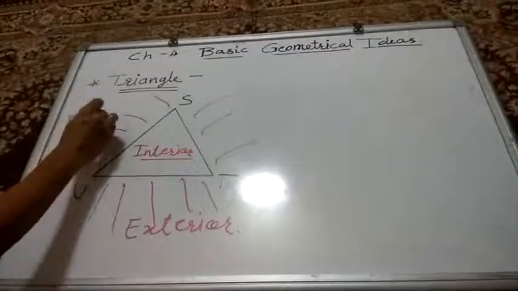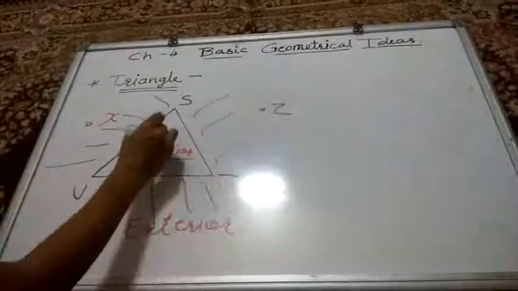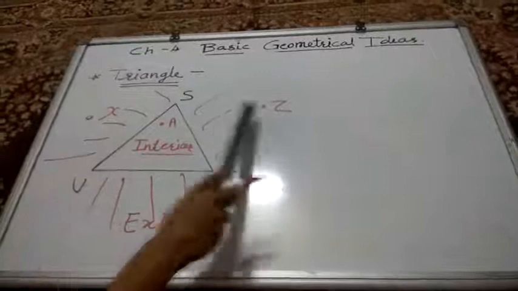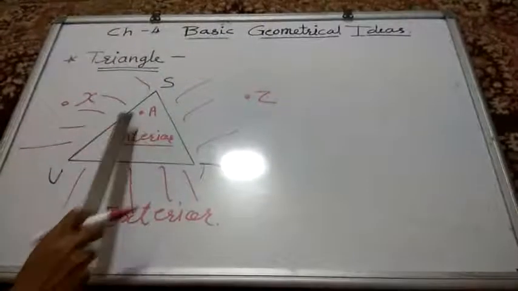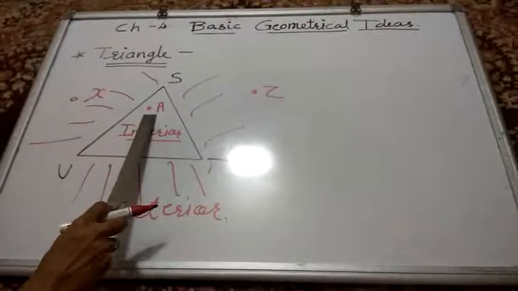Now this is point X, this is point Z, and here is point A. Now these points X and Z are which points? These are exterior points, and this point A is an interior point because it is inside of this triangle.